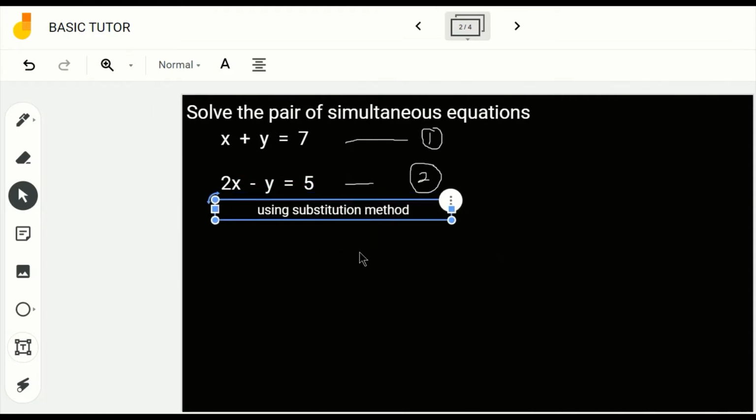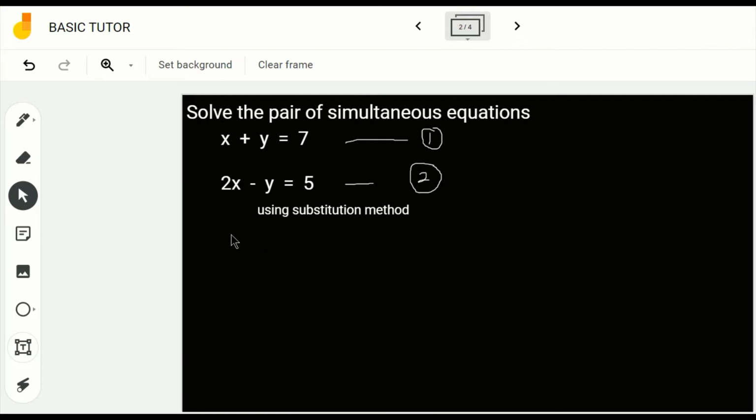Good. So the first step that we use to solve this question is that we have to make one of the variables in one of the equations the subject of formula. For example, if you look at equation 1, we have x plus y equal to 7. I can easily make x or y the subject in this equation. So step 1, we make one of the variables in either one of the equations the subject of formula. So let's use equation 1.